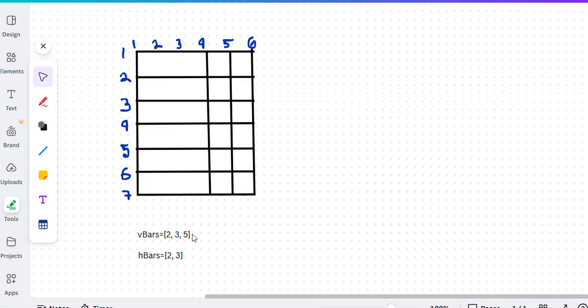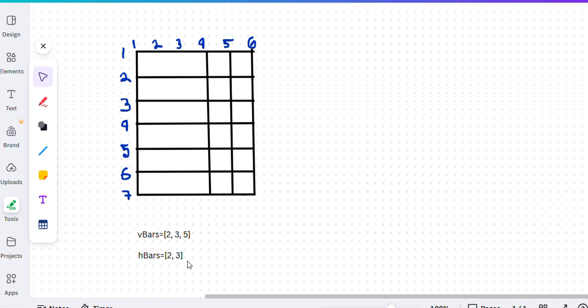So basically we will try the longest consecutive bars that are present in V bars to get the maximum possible width. Now this is the concept of width. Now coming to the height.